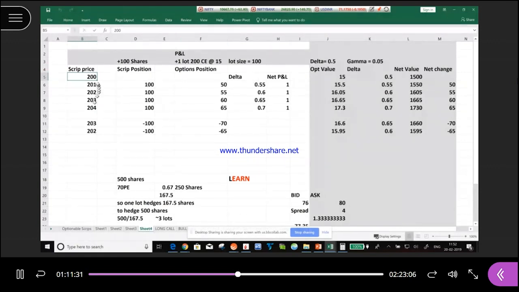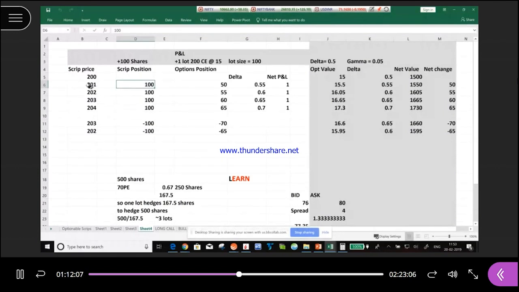Now when the stock moves from 200 to 201, how much will you add into your PNL? Remember, you own 100 shares. Hey, Manish, how 55? I'm talking about the stock position. You have 100 shares with you, the stock moves up by 1 rupee, your PNL will also move up by 100 rupees, that is 1 rupee per share.